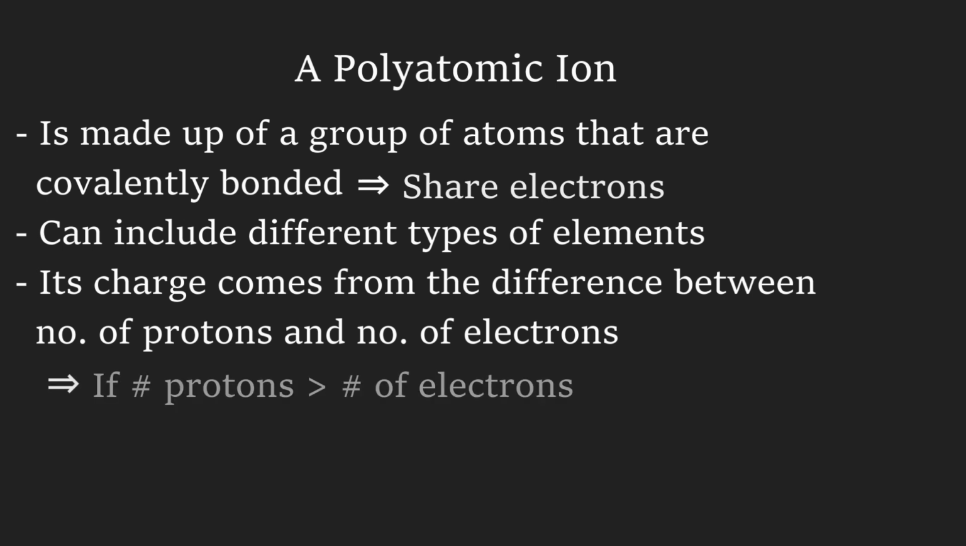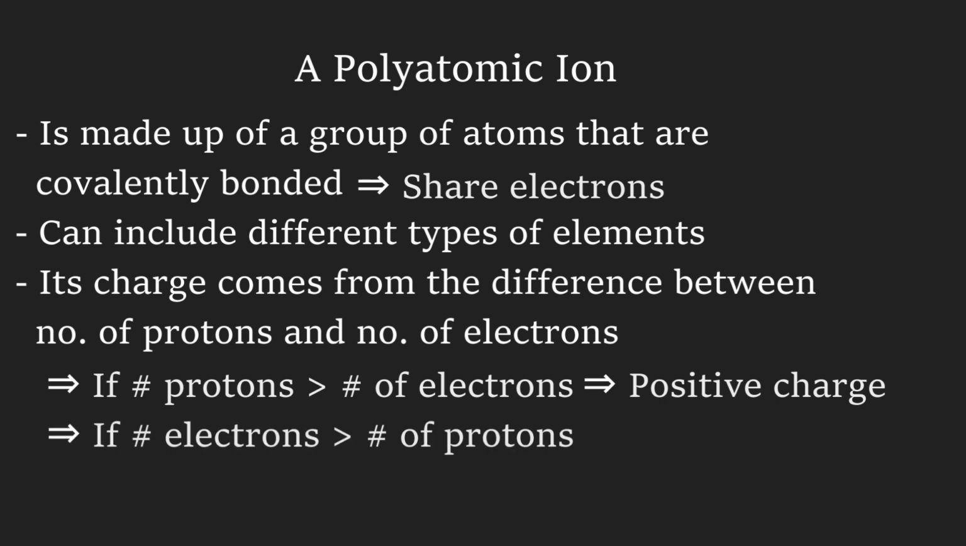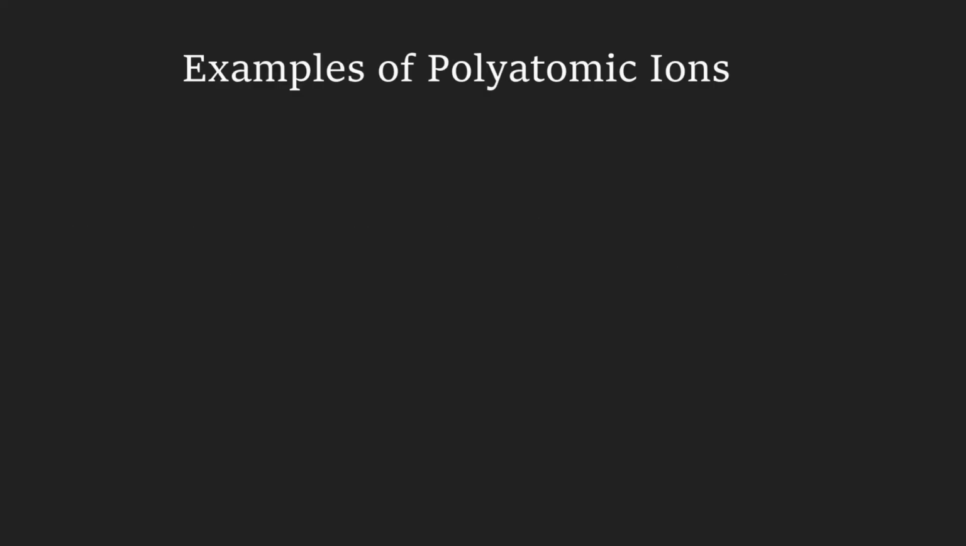If the total number of protons is greater than the total number of electrons, the polyatomic ion carries a positive charge. If, on the other hand, the total number of electrons is greater than the total number of protons, it carries a negative charge. There are many polyatomic ions, each with its own unique structure and charge. Let's have a look at some of the most common ones.